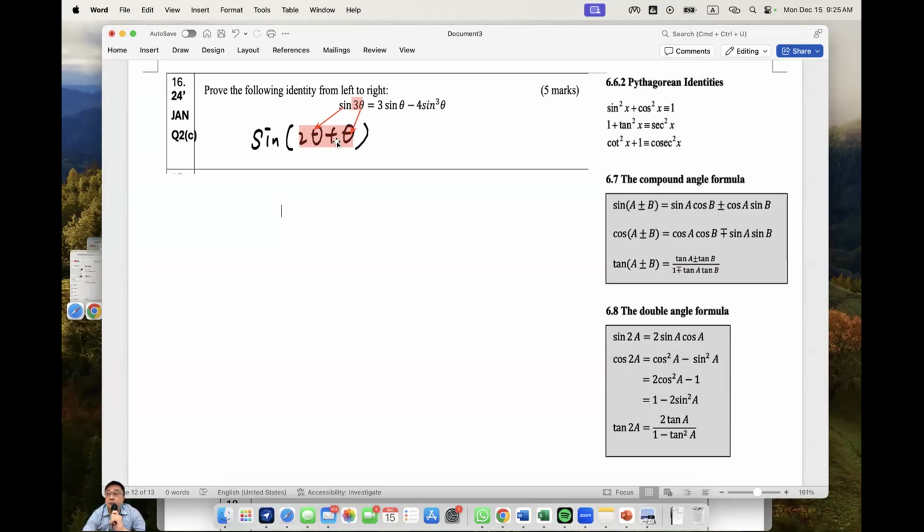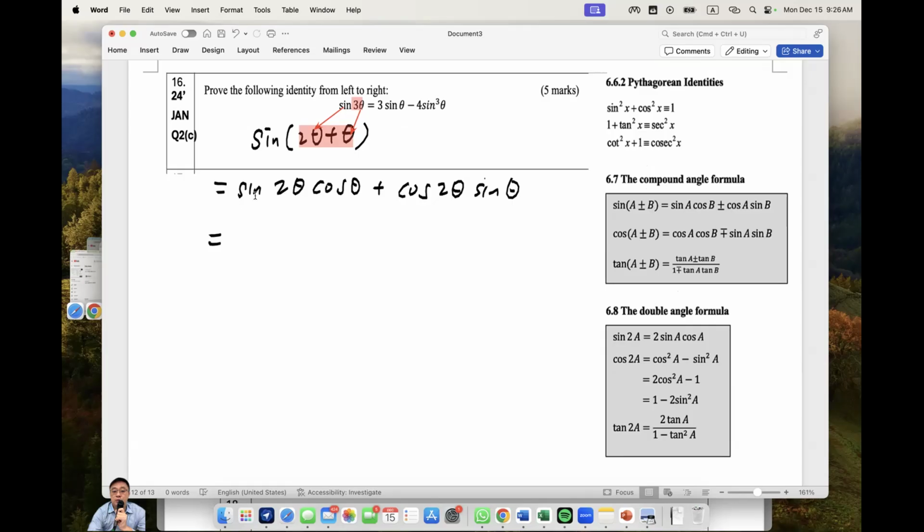What is sine A plus B? Yes, we have sine 2 theta cos theta plus cosine 2 theta sine theta. Okay, so what's the next step? You see our right hand side at the end is only in terms of theta. Therefore, for this double angle, I need to apply some double angle formula, right?